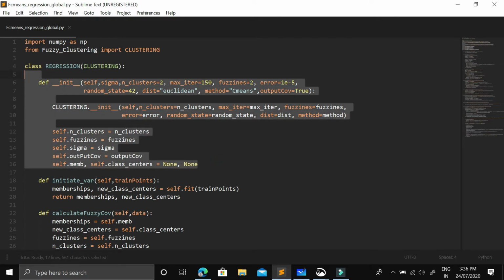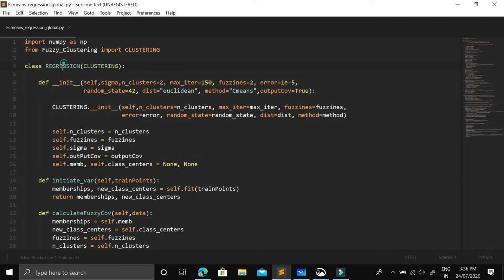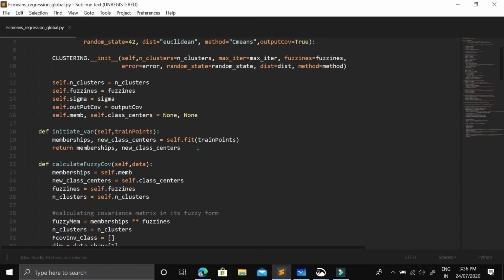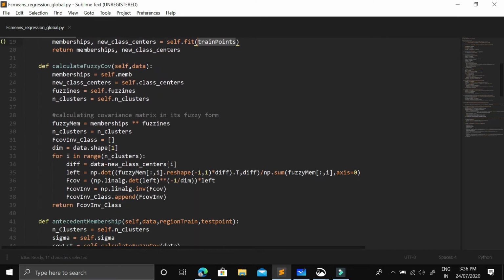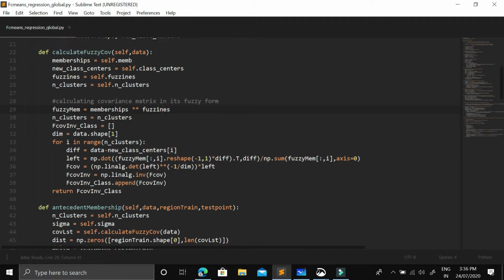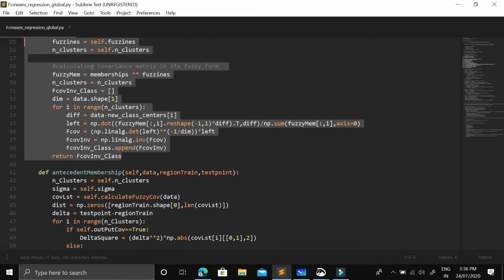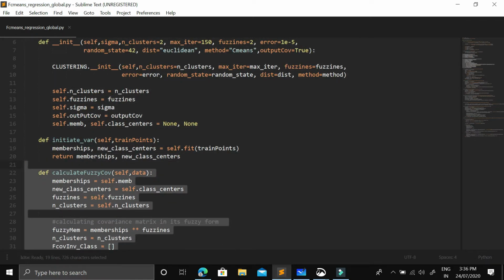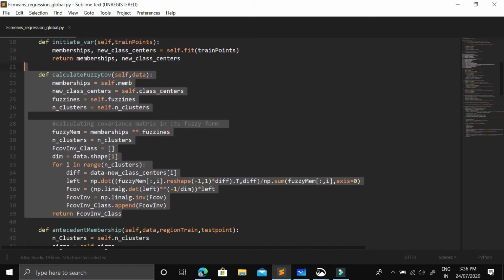So we initialize this class, and in this class we are inheriting it from the clustering class that we previously discussed. We apply the clustering algorithm to find the optimum membership values and optimum class centers for training points. Once we apply the clustering, we calculate the fuzzy covariance matrix between test points and the training points. That is what we have done here. That is a function that we have already discussed in the covariance part.